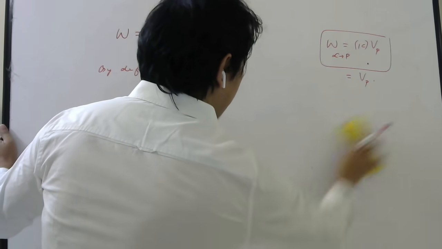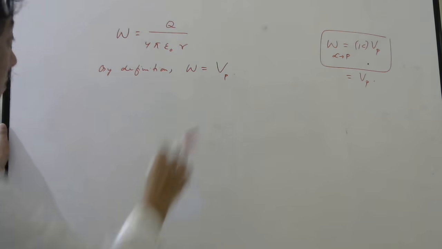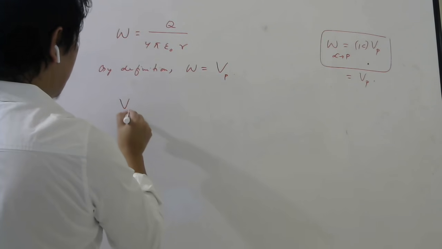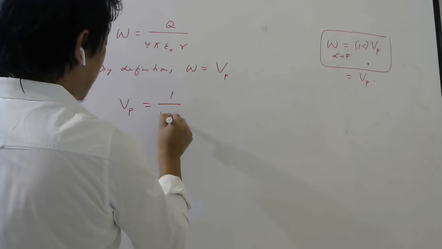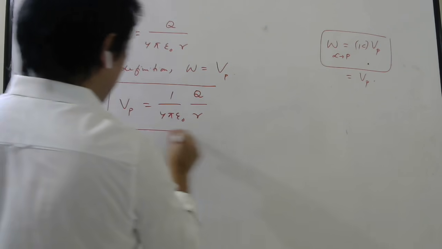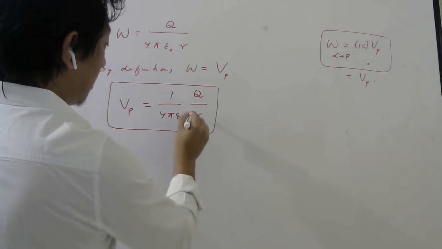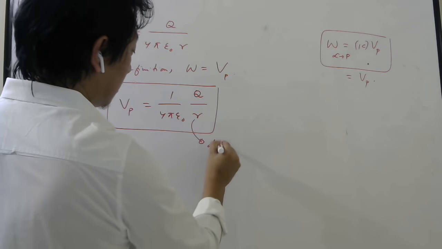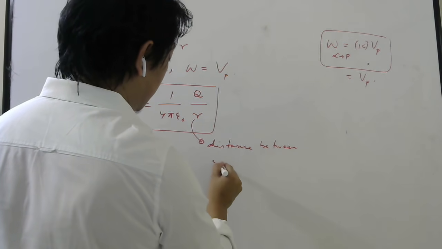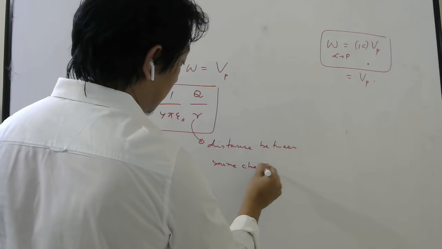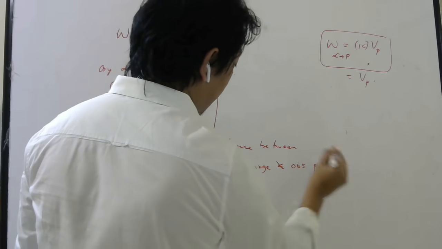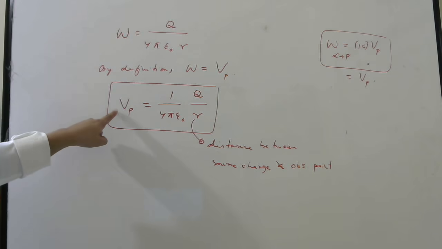So what is potential due to a point charge, students? Substitute this Vp here. So Vp is equal to 1 by 4 pi epsilon naught, source charge divided by distance. What is this R again? Let me remind you. This R is the distance between the source charge and the observation point. Observation point means that point where you want the potential.